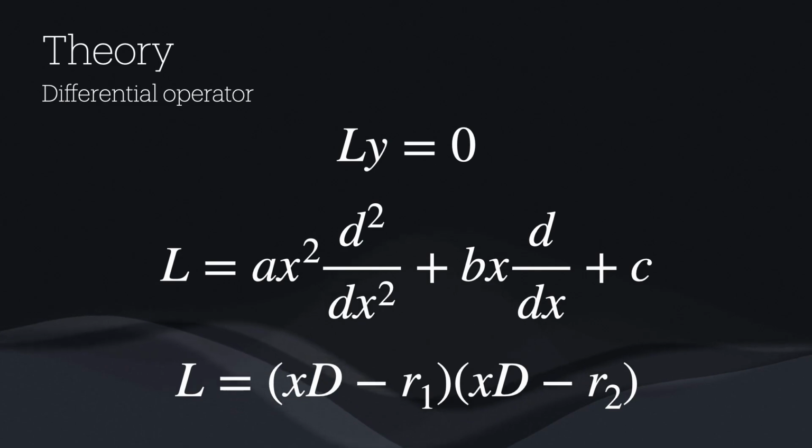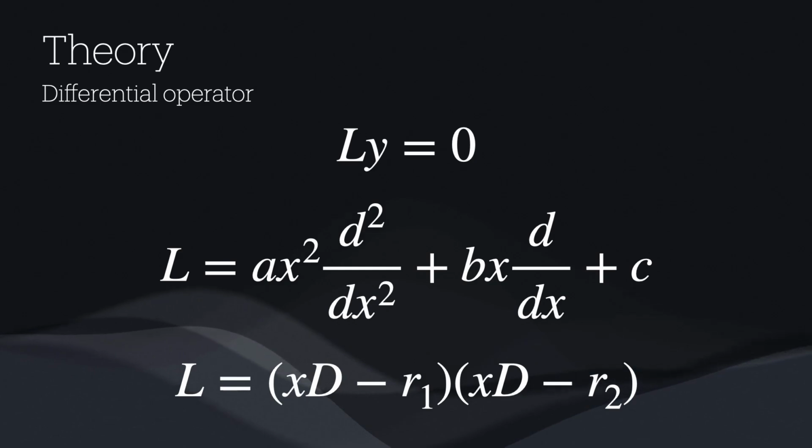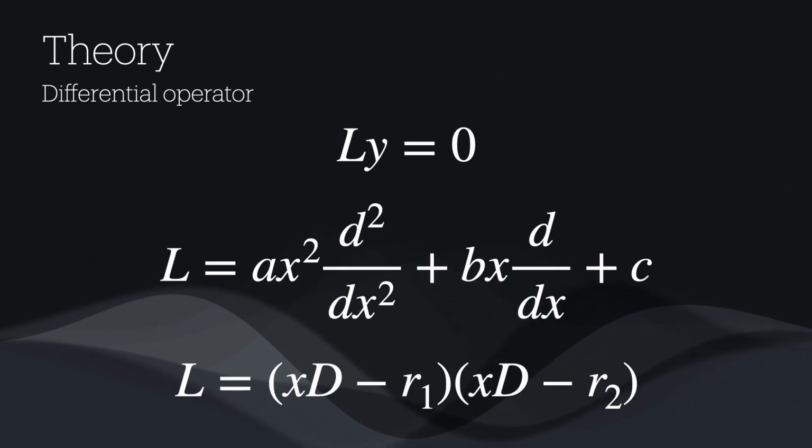Another way to understand Cauchy Euler equations involves differential operators. We can define a differential operator L to be x squared times the second derivative with respect to x plus b times x times the derivative with respect to x plus c. You can factor the differential operator into two terms and take the inverse of each one to solve for y. The two resulting differential equations are easy enough to solve, and they'll coincide with the results we derived earlier.